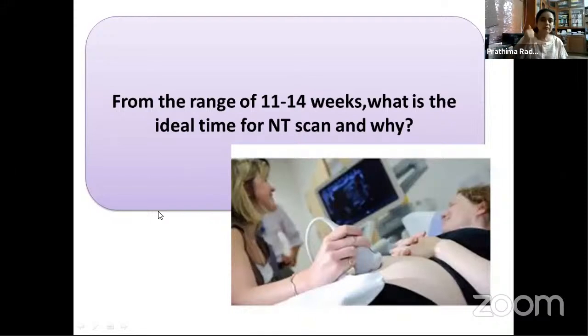But remember, whether the NT normalizes, your nasal bone comes back after 16 weeks, or your tricuspid regurgitation normalizes, or your ductus venosus normalizes, your Down syndrome does not change. The baby has got Down syndrome. Very true. Even in Down syndrome babies, it can normalize. And if your aim is to detect the babies with Down syndrome, you're not there to sit and reassure every single patient that comes through the door.